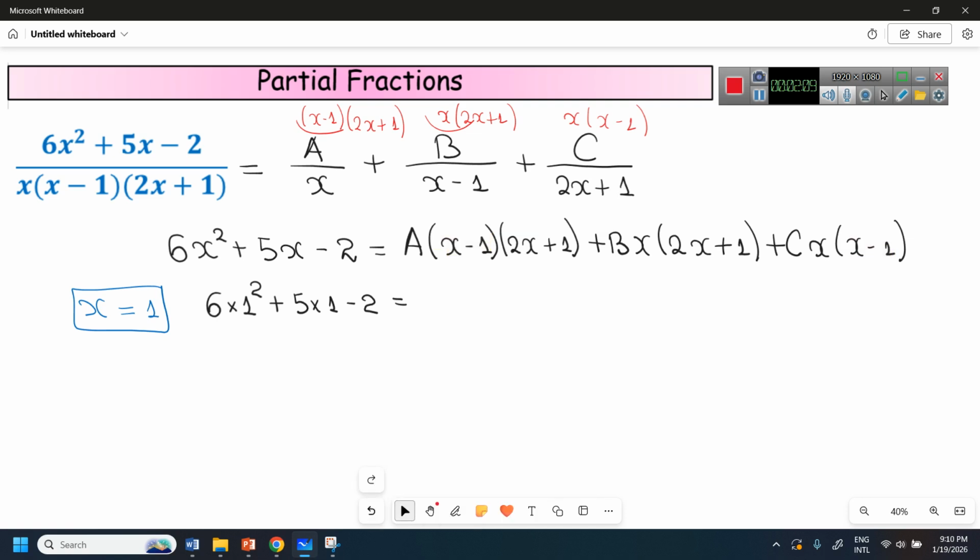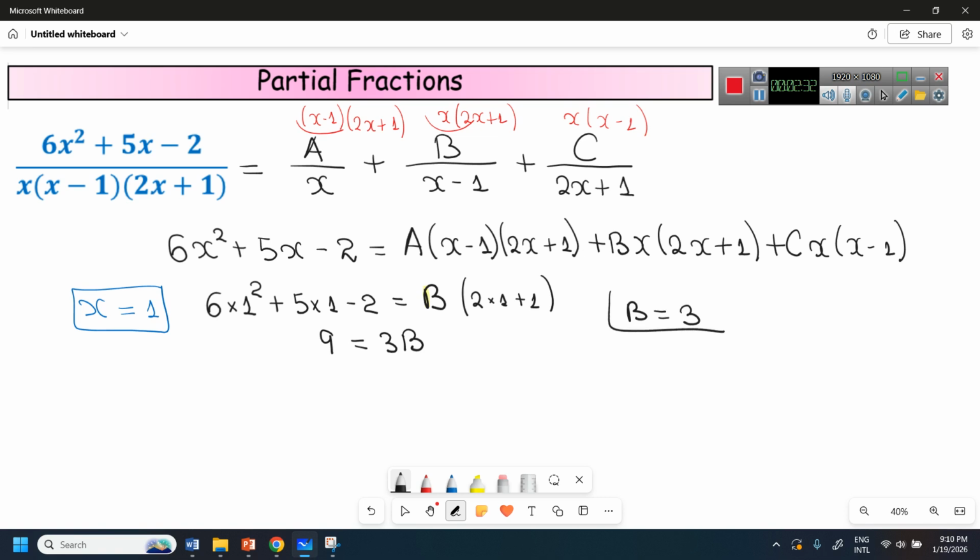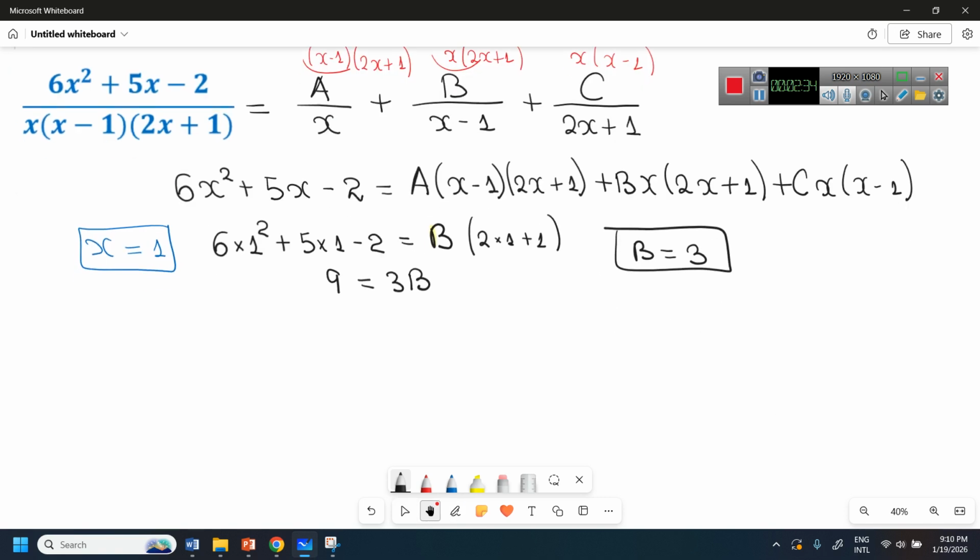So we can work out the value of B. We are going to get B times 1 times (2 times 1 plus 1). If you use a calculator, the left-hand side will be 9, equal to 3B. So therefore the value of B must be equal to 3. We have managed to work out the first value.